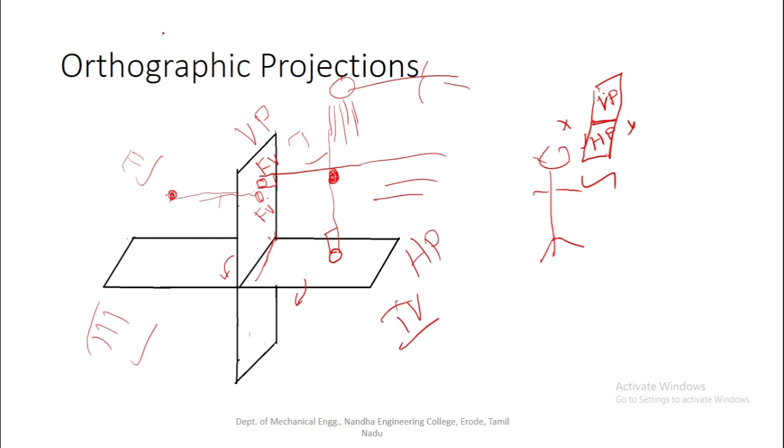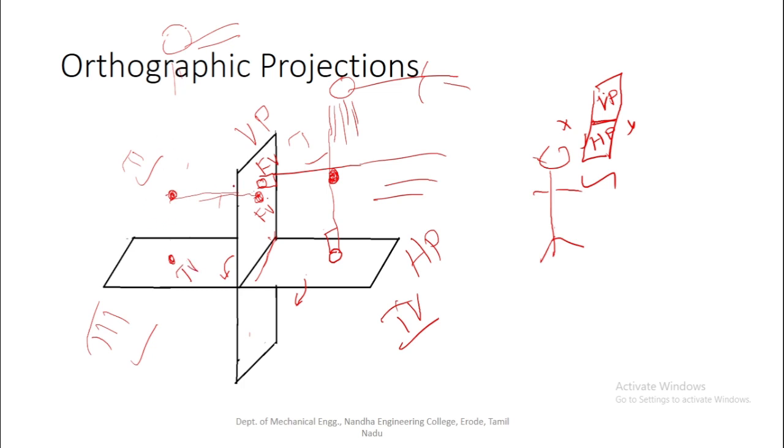To draw the top view, the observer's position is here only. So here the rays coming out from the observer's eyes can accommodate the object to be placed, so that he is able to view the entire object. One more thing is the rays coming out from the observer's eyes are perpendicular to the horizontal plane, so the top view will be projected on this horizontal plane. So this is the front view of the object placed in the second quadrant, and this is the top view of the object placed in the second quadrant.